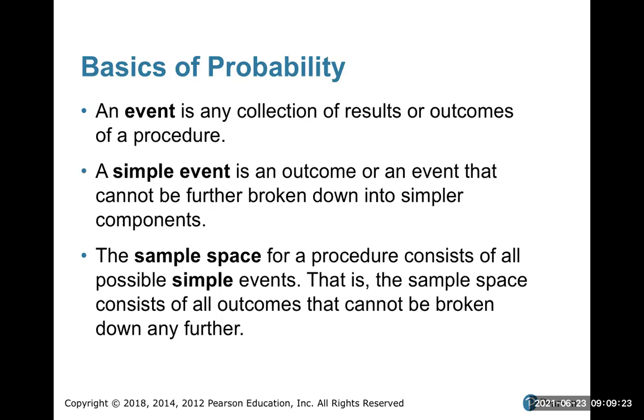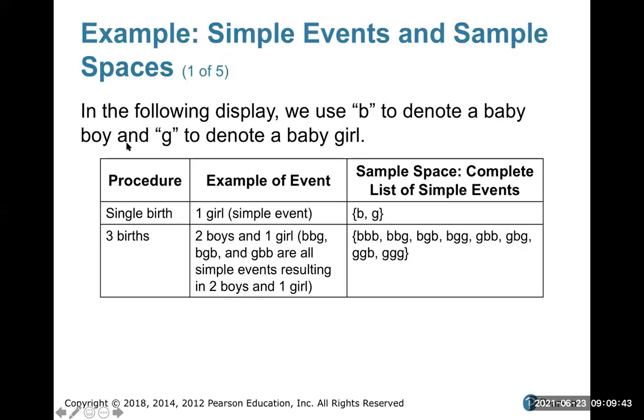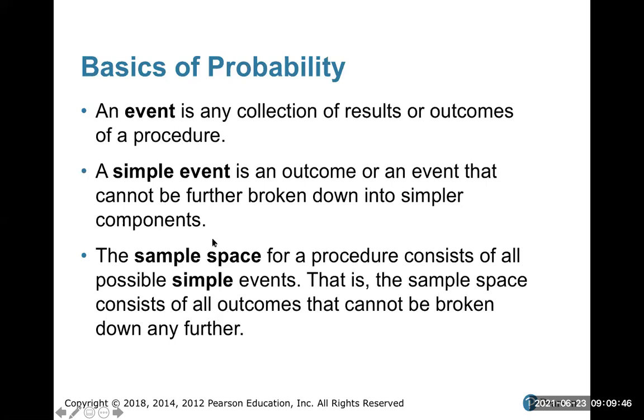A simple event is an outcome or an event that cannot be further broken down into simpler components. Sometimes they can be broken into simpler components and sometimes not. So we're going to go to the next one and you'll see their examples. Sample space is all the possibilities. Sample space means, if it's a baby boy or girl, just for one birth, then boy, girl as of one birth is the sample space because that's all the possibilities.